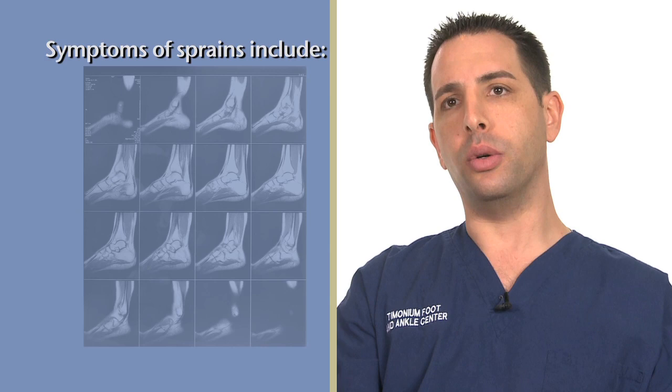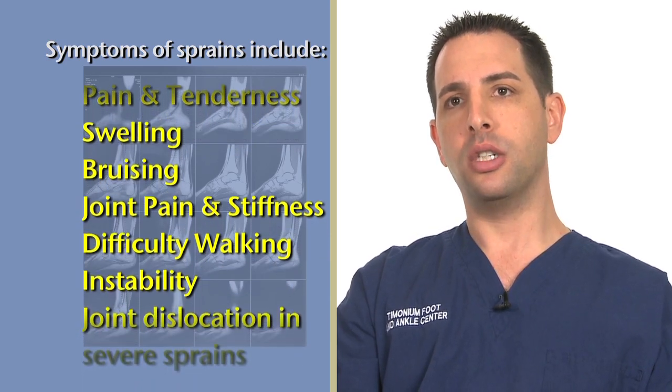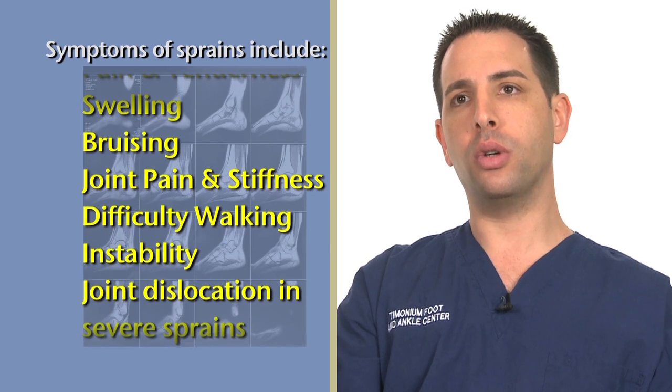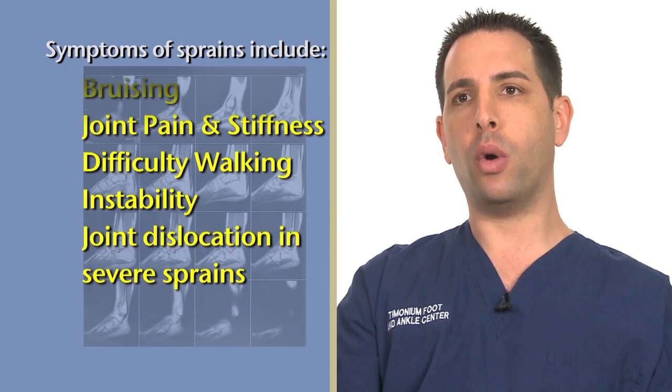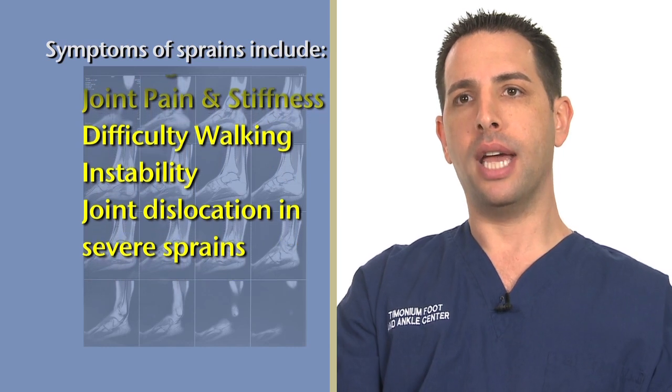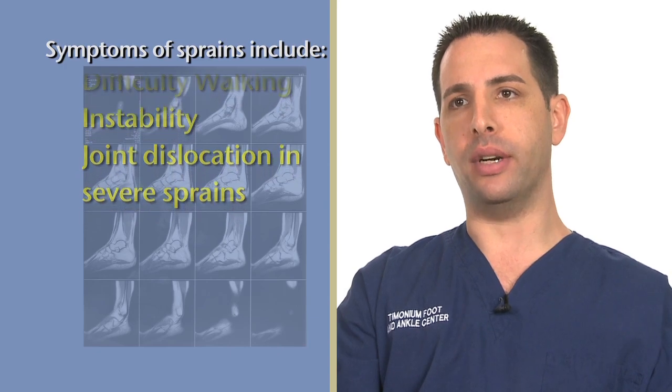Symptoms of sprains include pain and tenderness over the sprained ligament or ligaments, swelling, bruising also known as ecchymosis, joint pain and stiffness, difficulty walking or placing the foot on the ground, and gross instability or joint dislocation in a severe sprain.